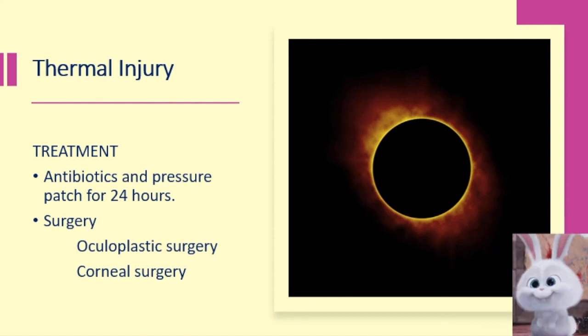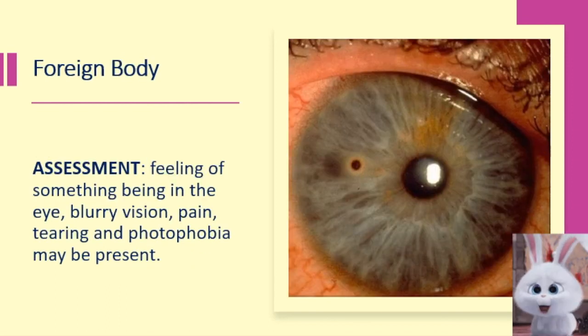Oculoplastic, class, meaning there could be repair of the eye structure. Corneal surgery, class, it could be the replacement of your cornea already. Because remember, the uppermost layer of our eye involves your cornea. Okay, that clear, transparent layer of your eye. So sometimes, class, it needs to be replaced because of thermal injury, or else your patient will not be able to see clearly. Then you have your foreign body.